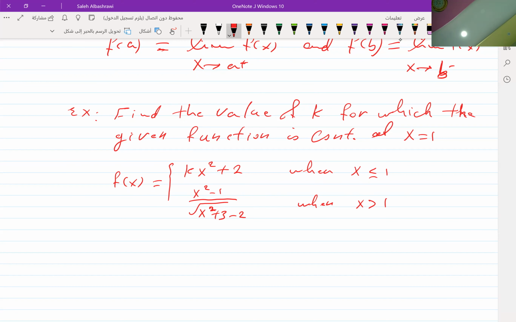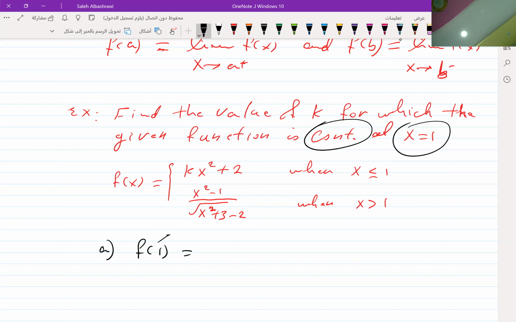Now we need to discuss the continuity of this function, or find the value of k so that the given function is continuous at x equal to 1. When we say that at x equal to 1 the function is continuous, it means we have to satisfy the three conditions. The first condition: f of 1 must be defined. So we need to find the value of the function at x equal to 1.